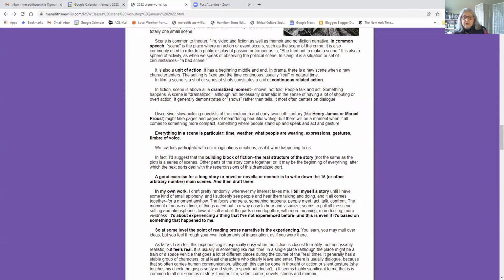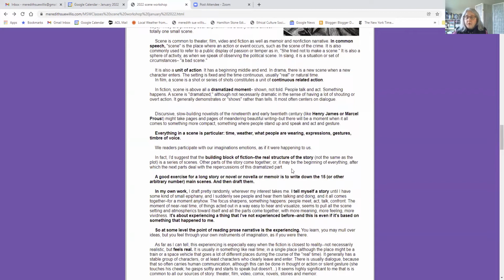Everything in a scene is particular. There's the time, the weather, what people are wearing, expressions, gesture, the timbre of the voices. And we participate with our imaginations and our emotions as if it were happening to us.